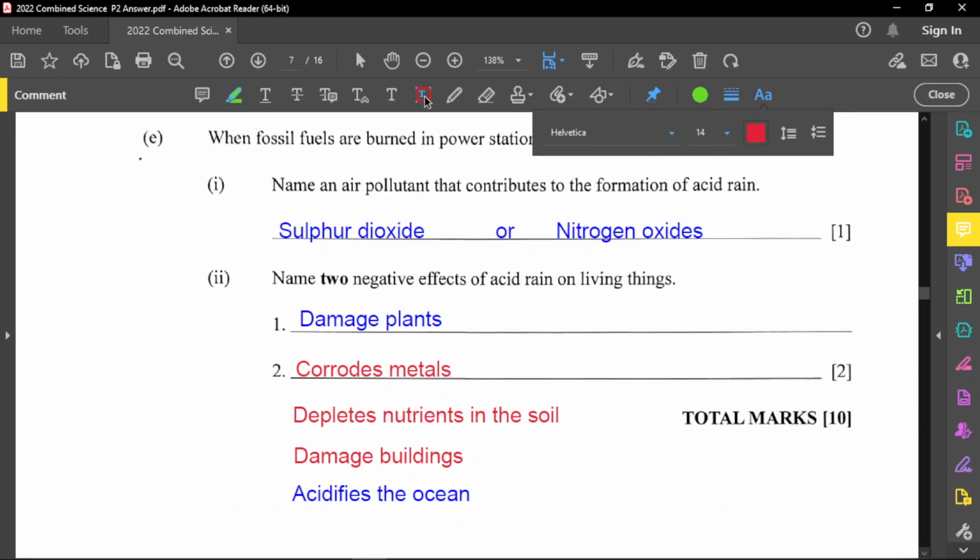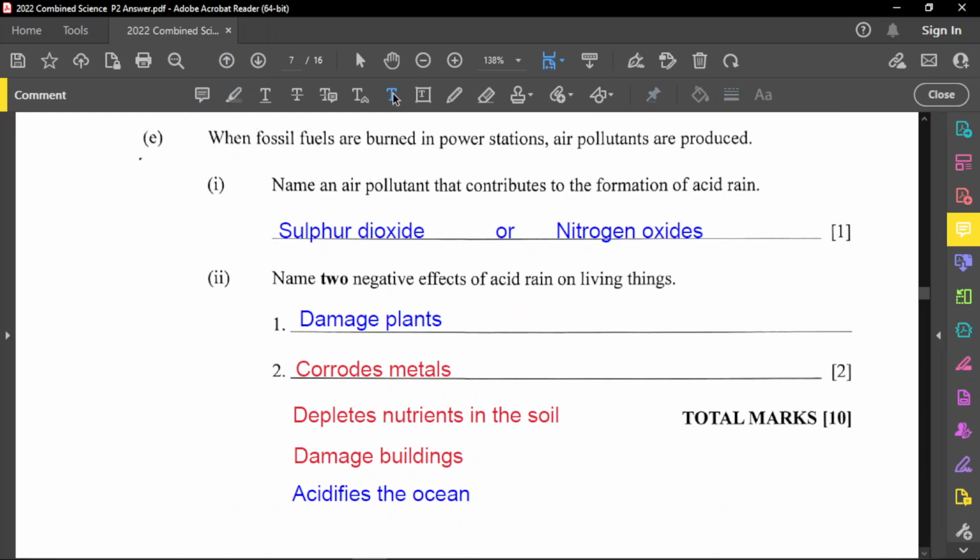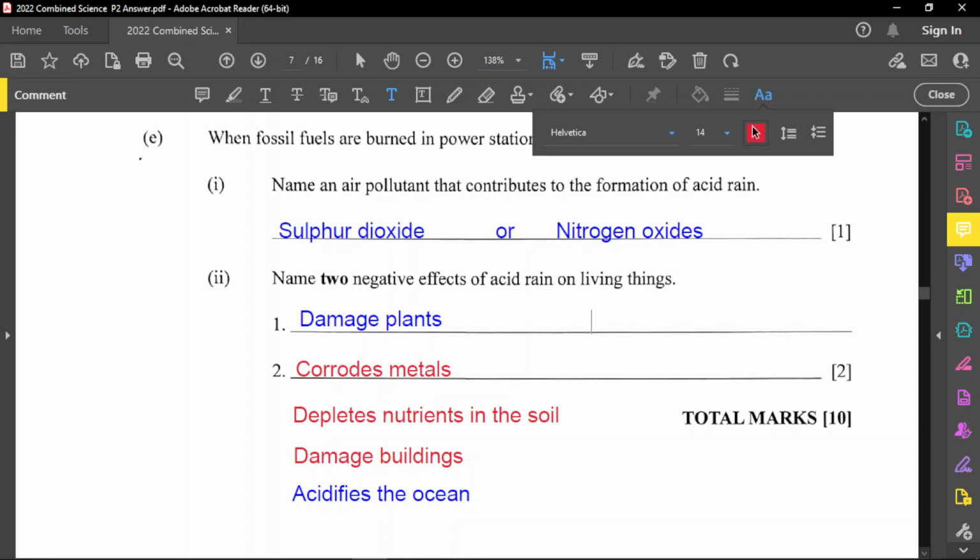For example, crabs or even conch, because the shell is made up of calcium carbonate, and so you may have damage to structures as well. So let's put that one in, damage to structures. Any of those, but I just gave you all the general negative effects of acid rain.